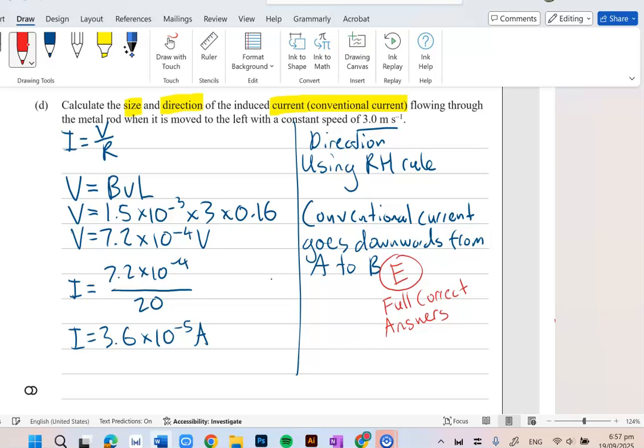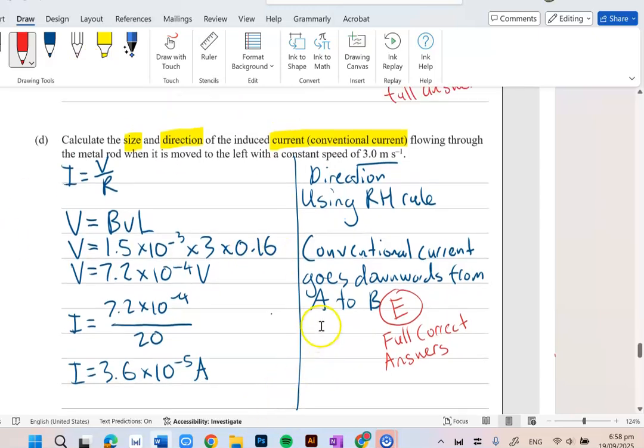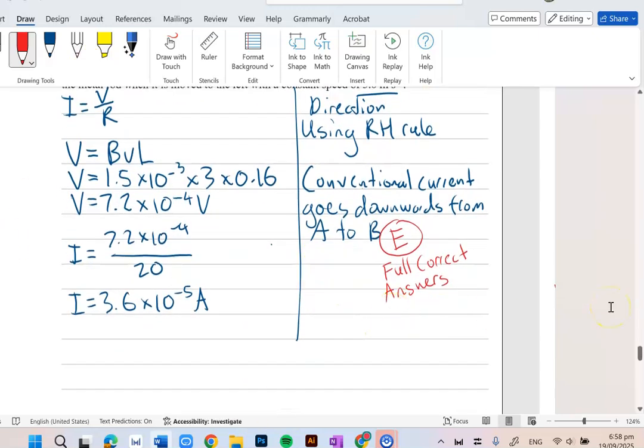For merit, you just needed to have two of, so you either had the correct direction of the current, or the correct working for the voltage, or correct working for the current. So let's just say you got up to here. I'd say that's a merit. And for achieved, you just need any one. So let's just say here is achieved.